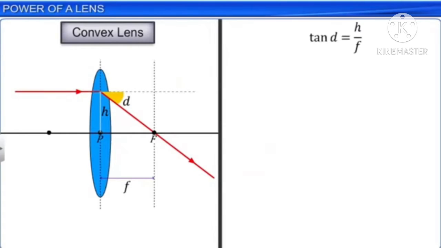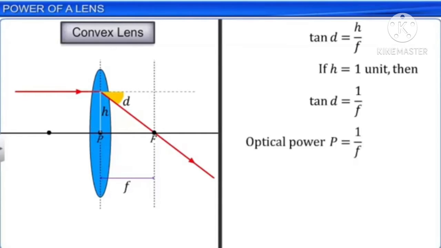But as per definition, tan d for h equal to 1 unit is the power of the lens. Therefore, optical power P is equal to 1 by f. That means the optical power of a lens is the reciprocal of its focal length.